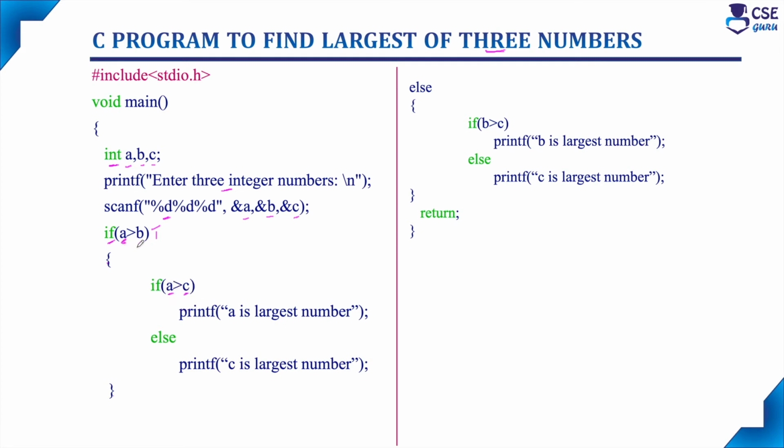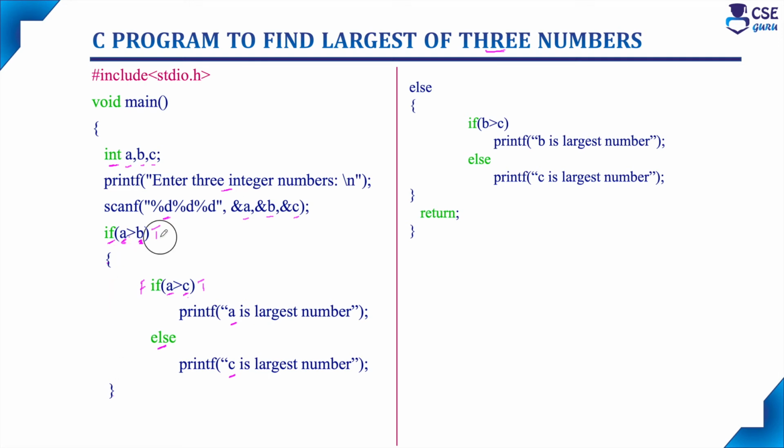So with this condition we come to know A is greater than B. And if this condition is also true, we come to know A is greater than C. So with these two conditions we come to know A is greater than B and C. So obviously print on the output screen: A is the largest number. Then if this condition fails, go to the else part and print on the output screen: C is the largest number. So if you are checking here, this is the if statement.